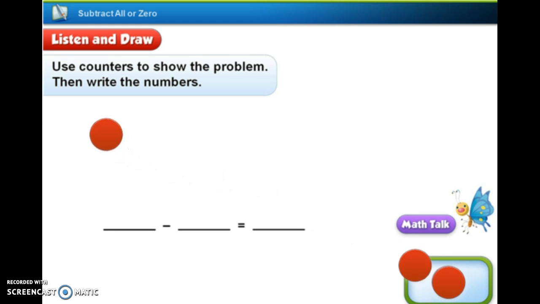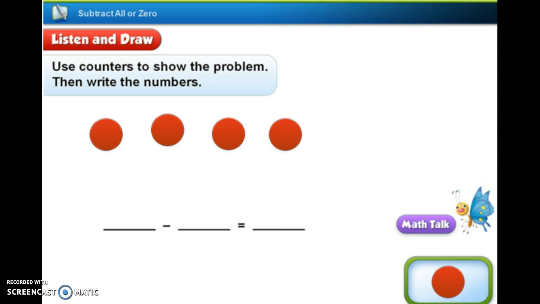1, 2, 3, 4. Did you draw your 4 circles? If you didn't, press pause to be able to go and draw your circles.